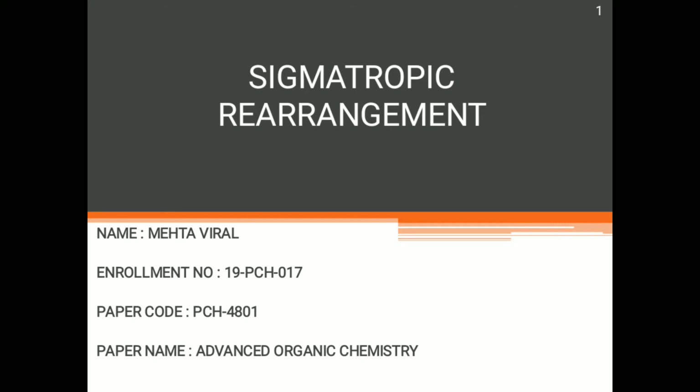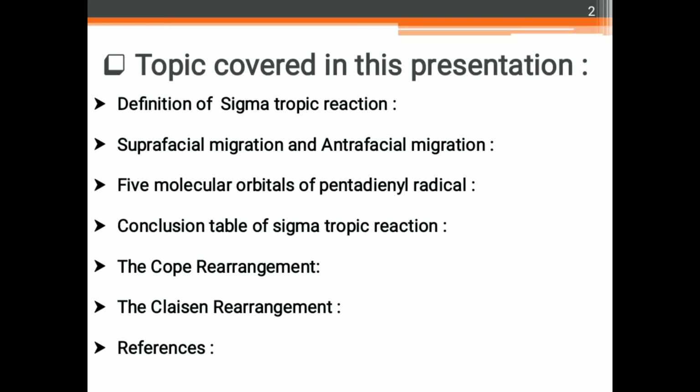Today I am going to explain sigmatropic rearrangement for the seminar of PCH 4801 in paper of Advanced Organic Chemistry. Topics covered in this presentation are the definition of sigmatropic rearrangement, suprafacial migration and antarafacial migration, five molecular orbitals of pentadienyl radical, conclusion table of sigmatropic rearrangement, the Cope rearrangement, the Claisen rearrangement, and references.